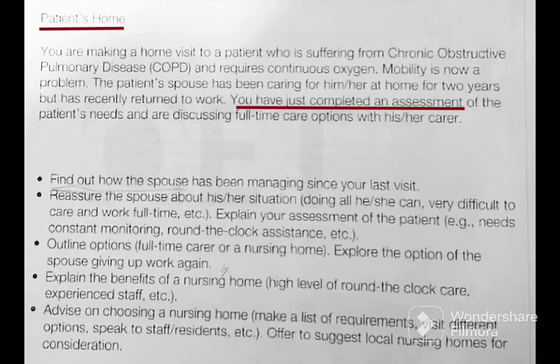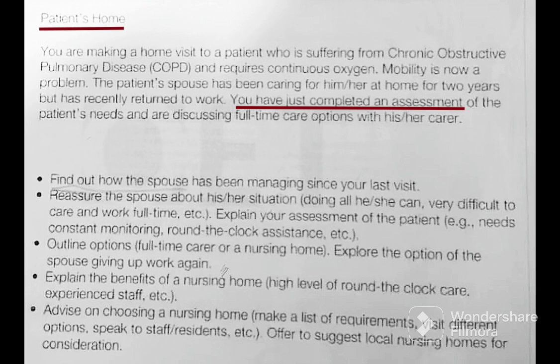And here they have given it is a patient's home. You are making a home visit to a patient who is suffering from chronic obstructive pulmonary disease and requires continuous oxygen. Mobility is now a problem. The patient's spouse has been caring for him or her at home for 2 years but has recently returned to work. You have just completed an assessment of the patient's needs and are discussing full-time care options with his or her carer. The first task is find out how the spouse has been managing since your last visit.